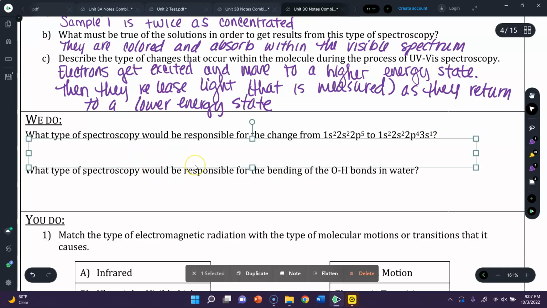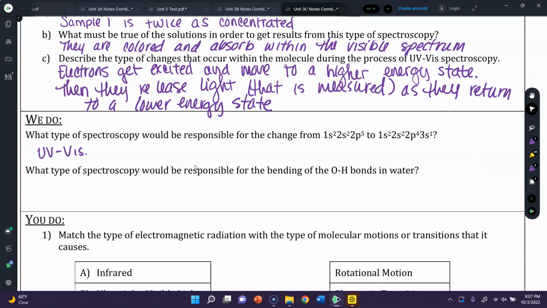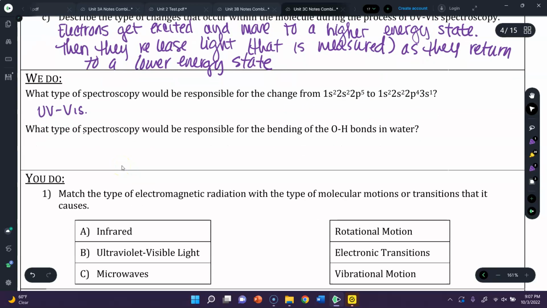And so what type of spectroscopy would be responsible for the change from 1s, 2s, this first electron configuration to the second? Well, we see that this is an electronic transition, which means it must be ultraviolet visible light spectroscopy. Either one is fine, but it must be one of those two. Those are technically the same spectroscopy group. Okay, so then pause the video and answer the second one.